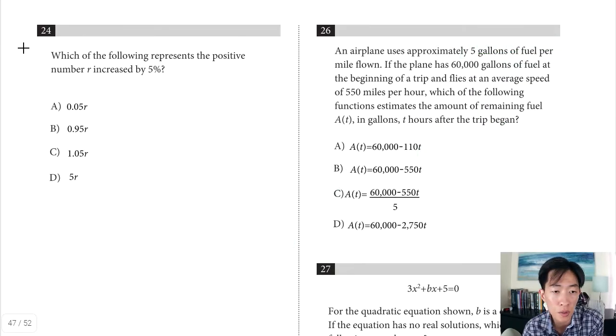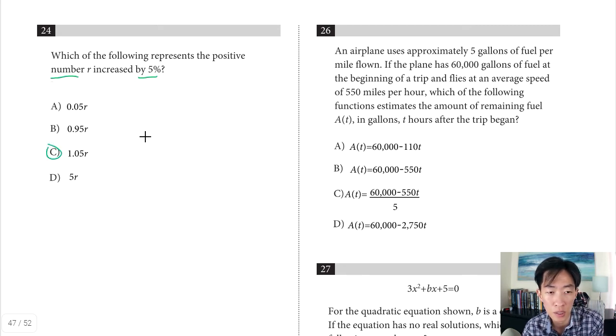Question 24, which of the following represents the positive number r increased by 5%? So this is percent increase and percent decrease. This is something that you really should just have memorized on the SAT. I know that if I'm going to increase something, a price or a value by 5%, to get the new value, I'm going to multiply by 1.05, and that's choice C.